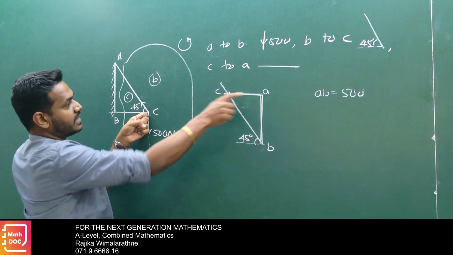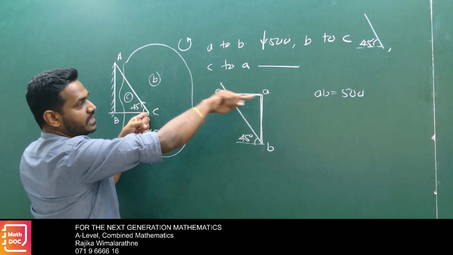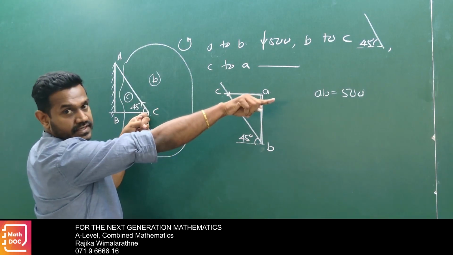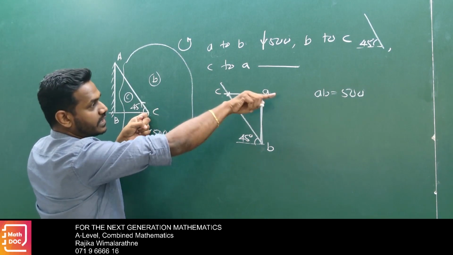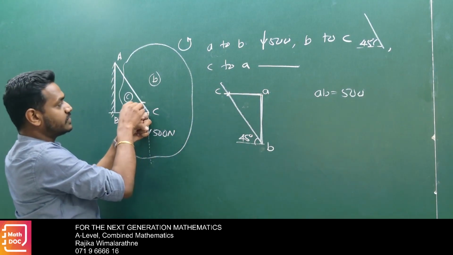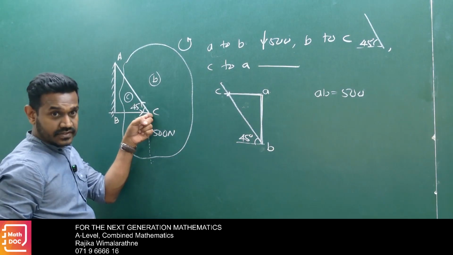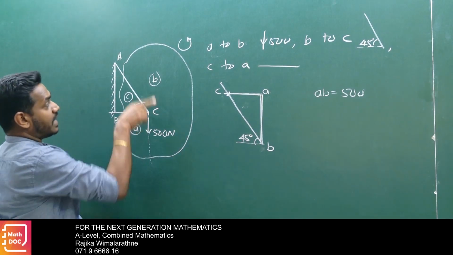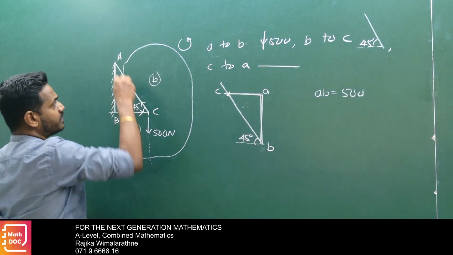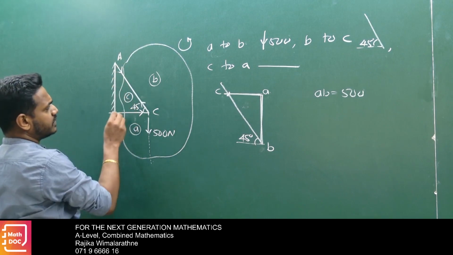Take C here, A here, then C to A, this way, no? Then move C to A this way. Then at the selected vertex, you mark that direction. You have to select a vertex first, okay? Then at the other corner, you mark the opposite one.